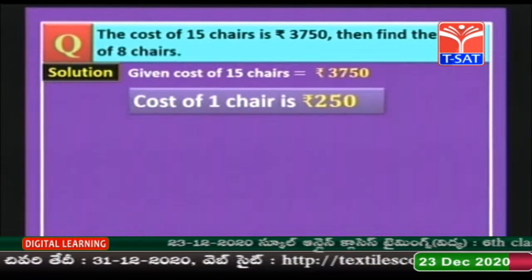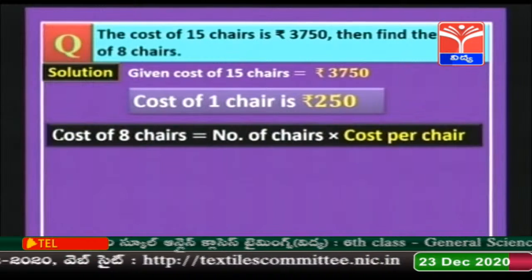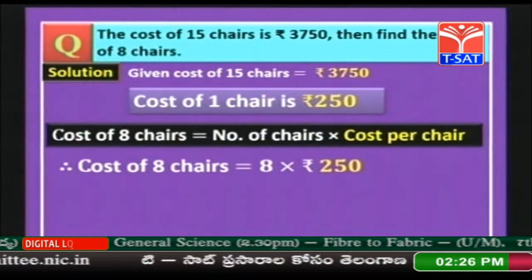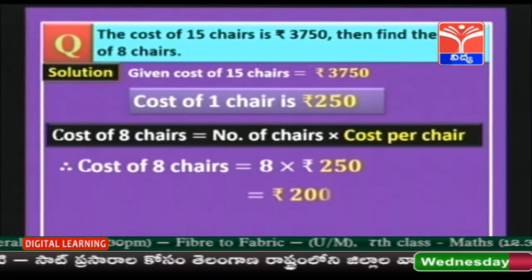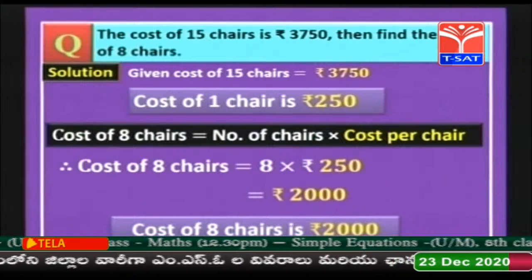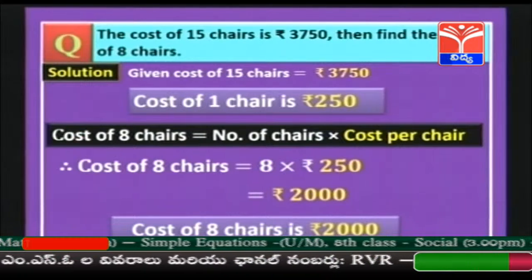Let us find out the cost of 8 chairs, children. So the cost of 8 chairs is the number of chairs into the cost per chair. So that is 8 into 250. So on multiplying them, you get 2000 rupees. Hence, the cost of 8 chairs is 2000 rupees. We have learnt the concept of ratio, proportion and unitary method and also solved a few problems. So before we end our session, let us quickly recap what we have learnt.